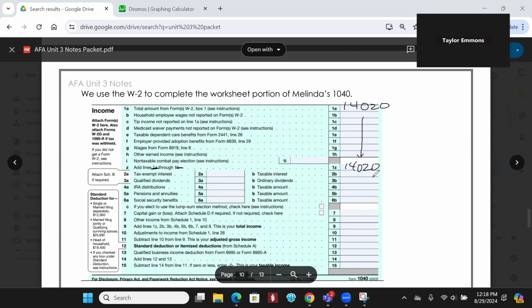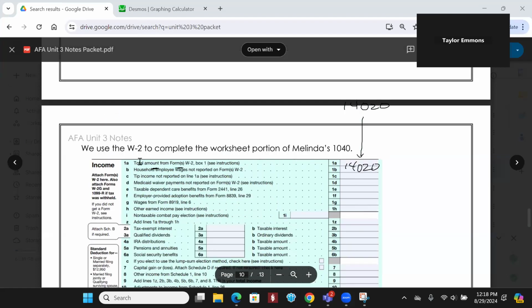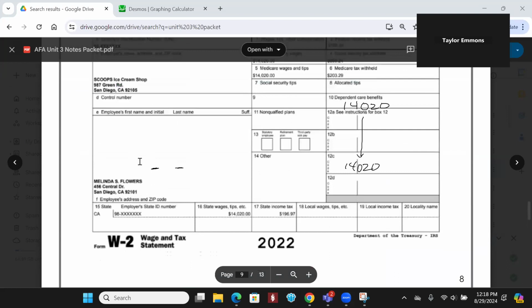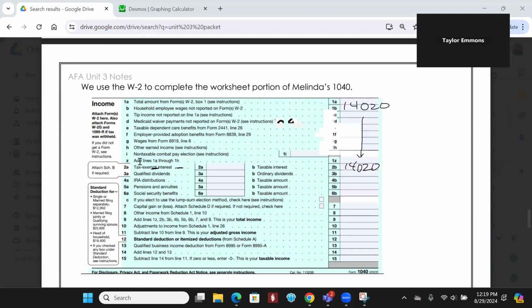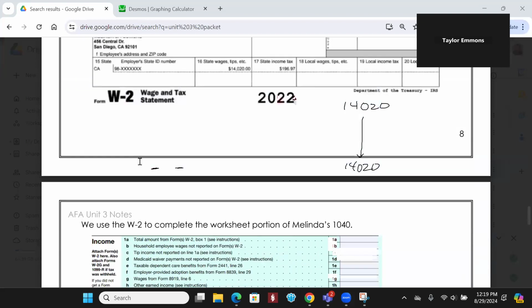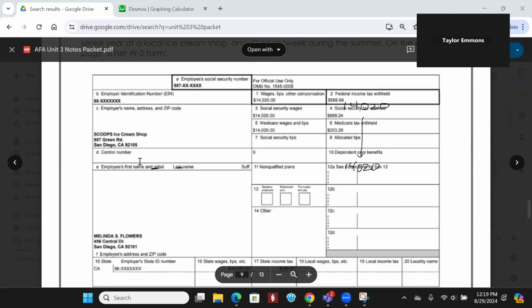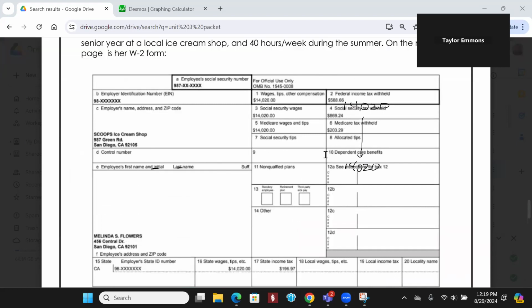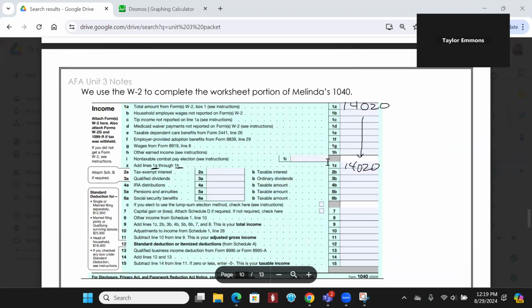The next section is about tax-exempt interest, qualified dividends, IRAs, any of that. Did she have any of those? Looking at the next section, all of these descriptions from 2B, 3B, 4B, 5B, and 6B, do we have any of those things up here at the top? No. Okay, so we're not going to fill anything in there.